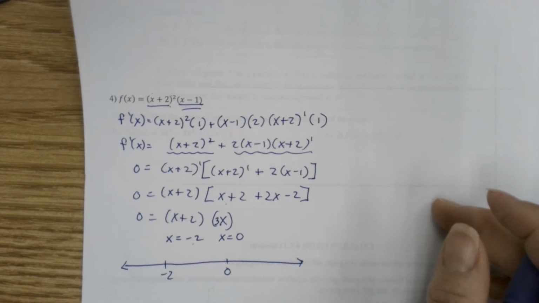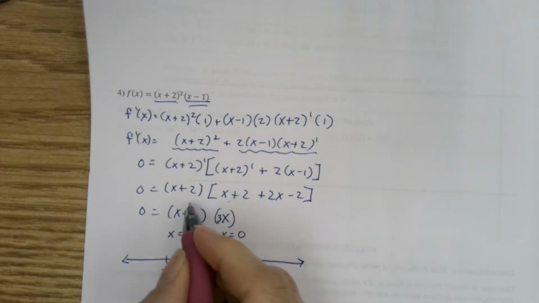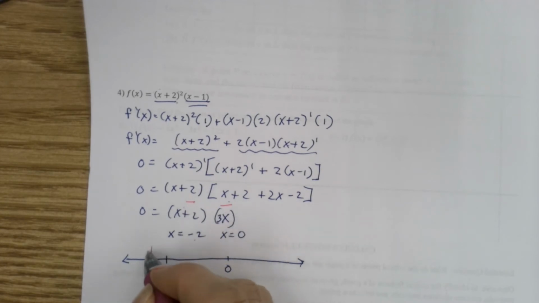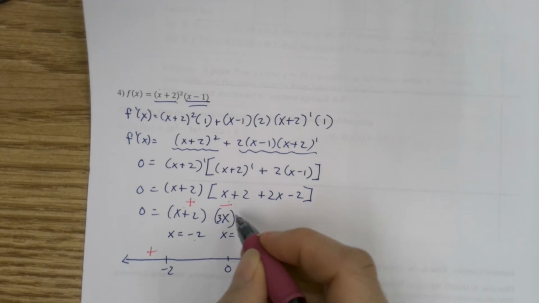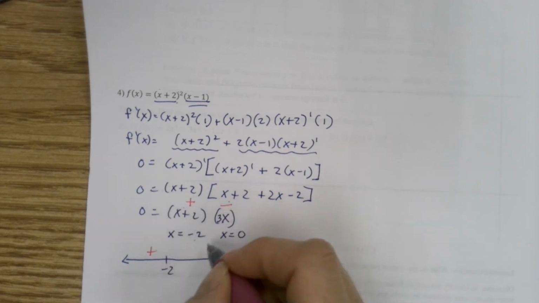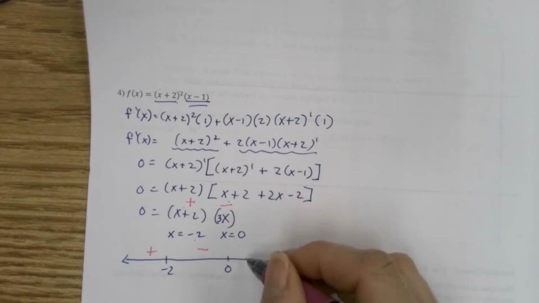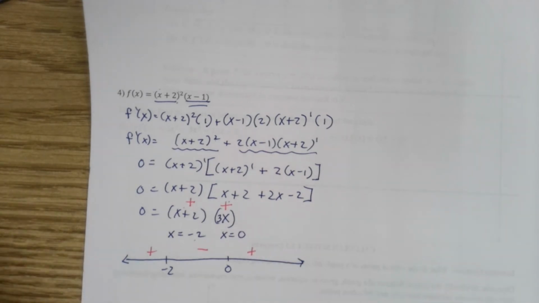And we're going to substitute numbers in these intervals into this factored form. So if I substitute a negative 3 in, negative 3 plus 2 is negative. 3 times negative 3 is negative. So a negative times a negative is a positive. Between negative 2 and 0, we'll substitute a negative 1 in. Negative 1 plus 2 is positive. 3 times negative 1 is negative. So a positive times a negative is a negative. And then for my last interval, let's substitute a 1 in. So 1 plus 2 is positive, 3 times 1 is positive.